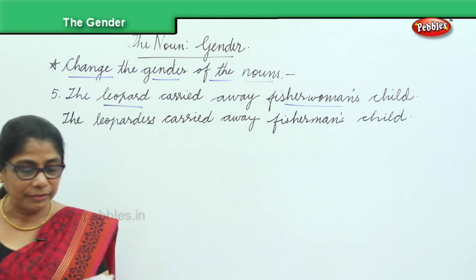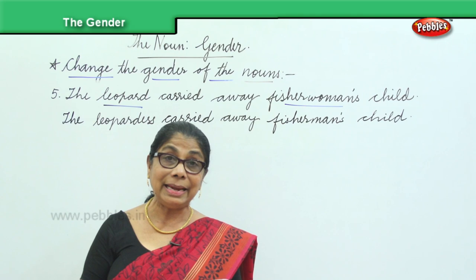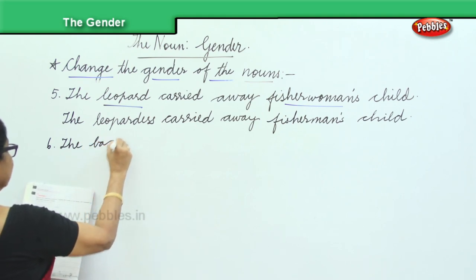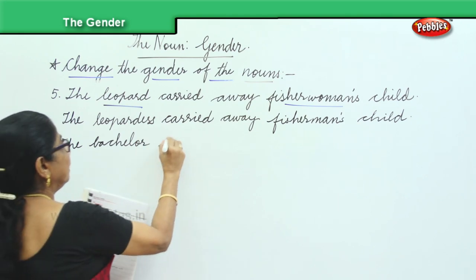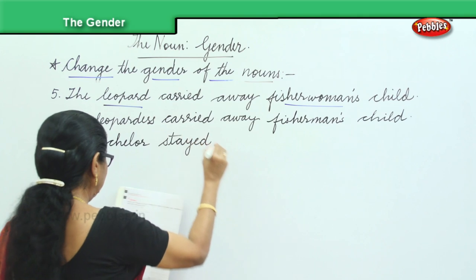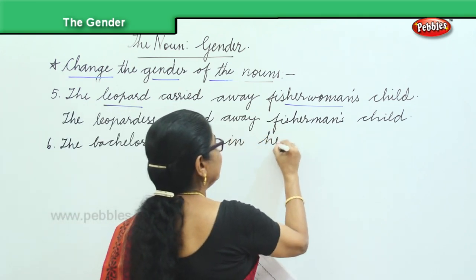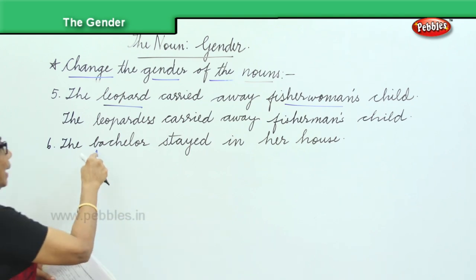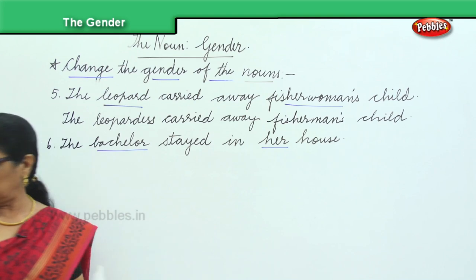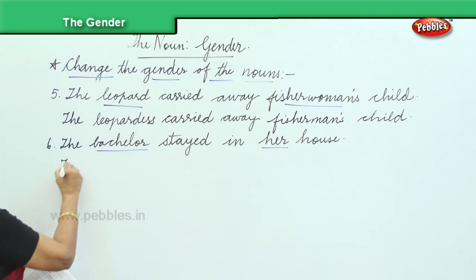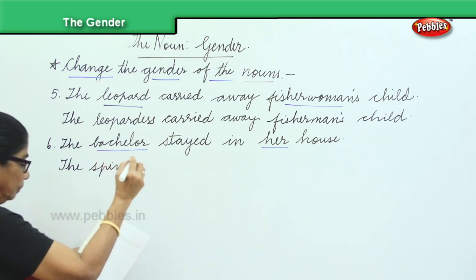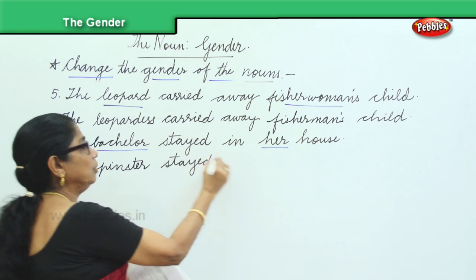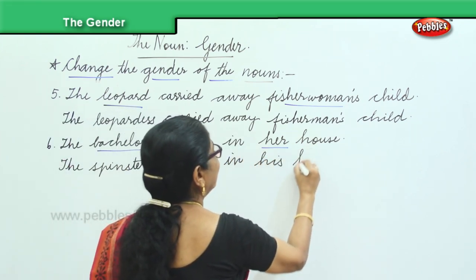Fisherwoman's child. Another sentence I have here for you is, the bachelor stayed in her house. The bachelor stayed in her house. So, what are the things that need to change here? You need to change bachelor and her. Now, what is the... Bachelor, spinster. Very good. The spinster stayed in his house. Very good.